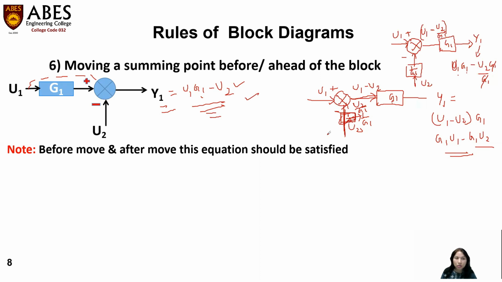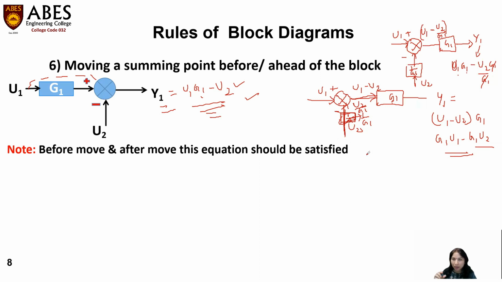Right? So students, we have learned 6 rules. How to keep these in mind, because there is a bit of confusion when we are moving a takeoff point after the block or ahead of the block, and moving a summing point after the block and ahead of the block. So always remember one rule. Suppose we are moving a takeoff point after the block, in that case we have to add one block having a gain of reciprocal of the gain.